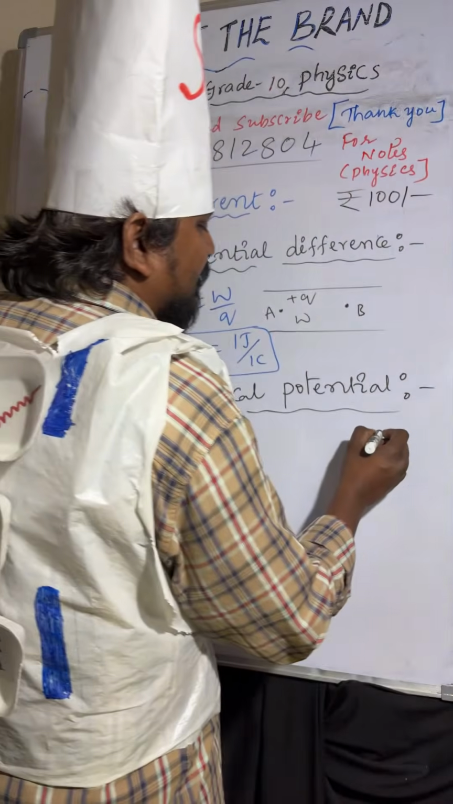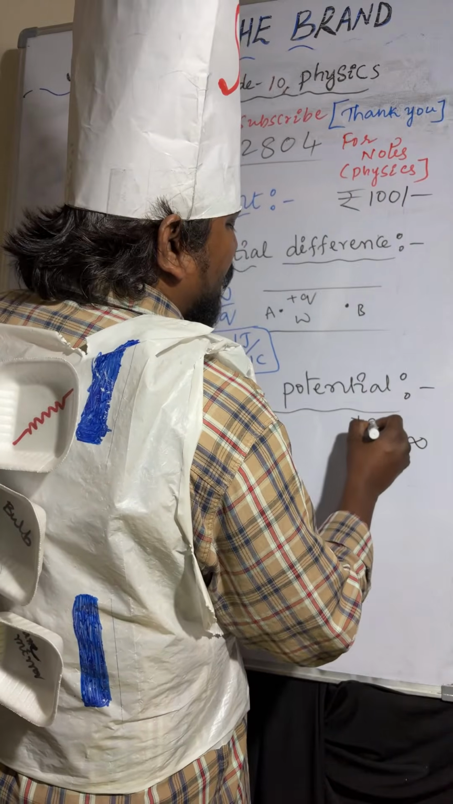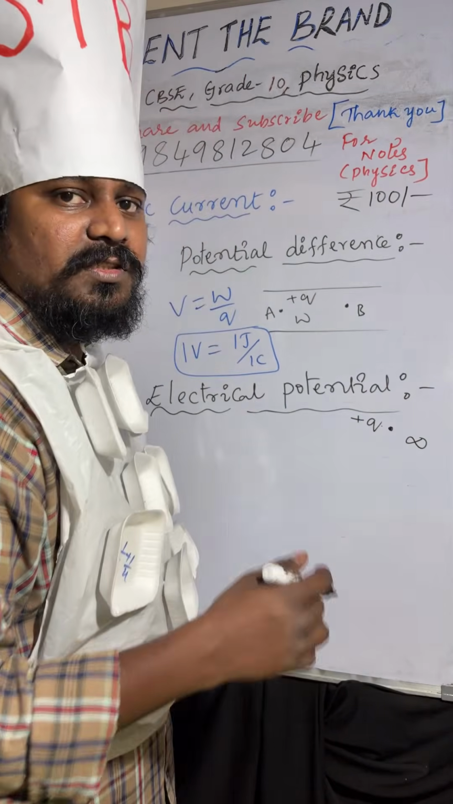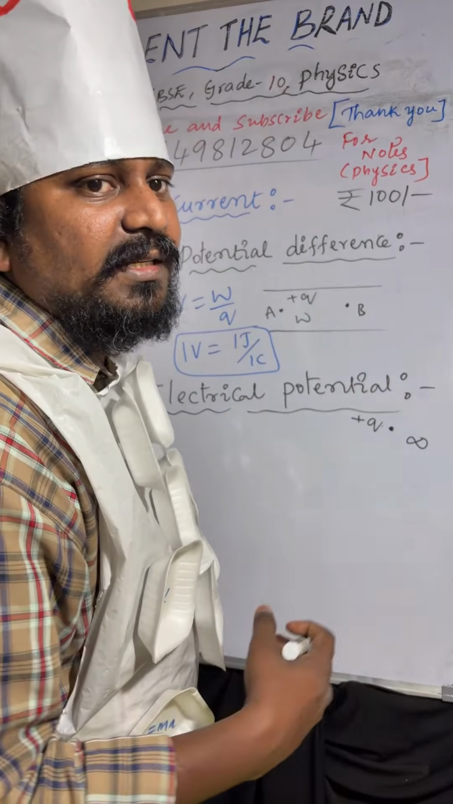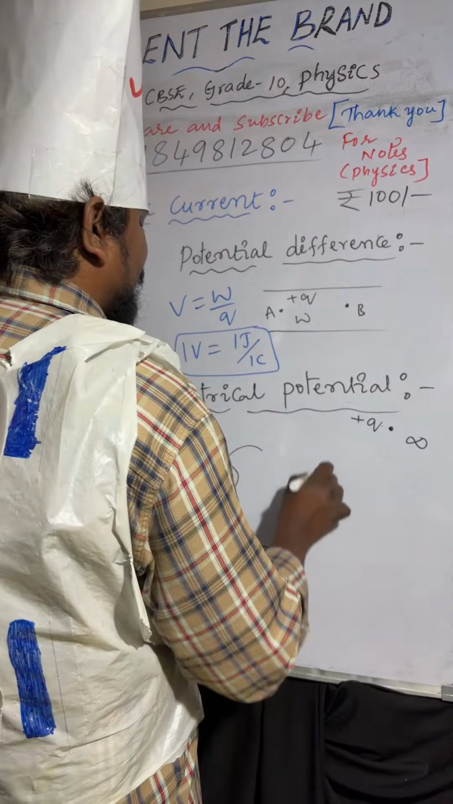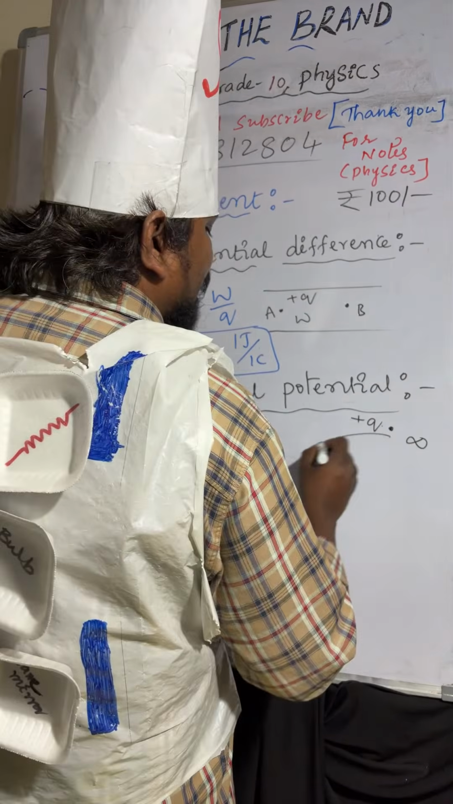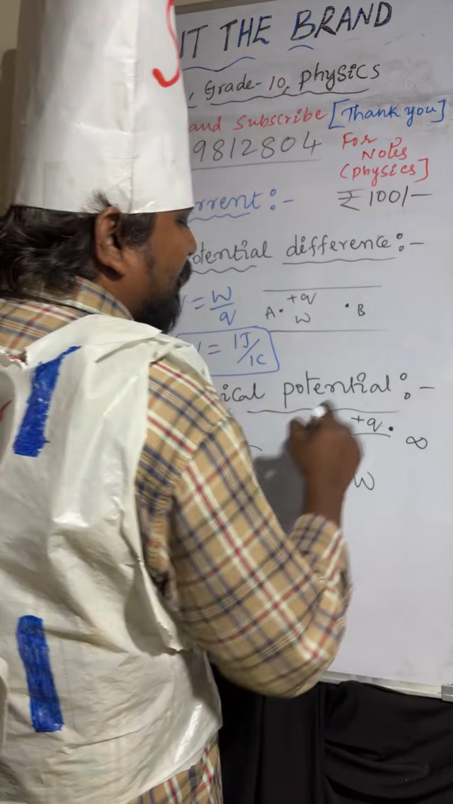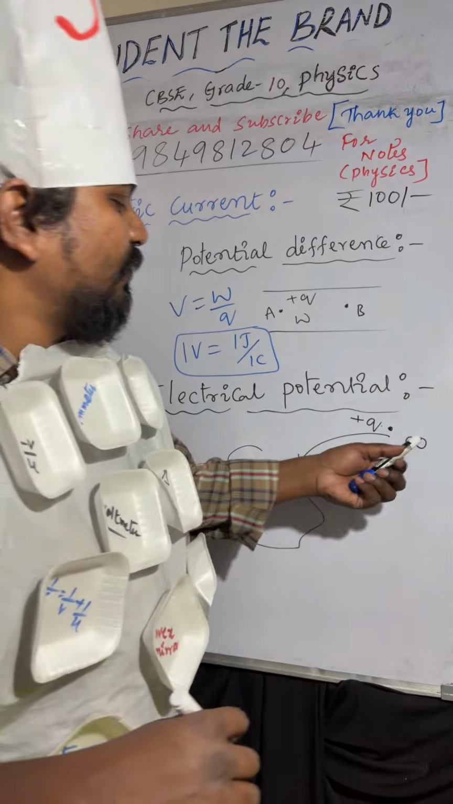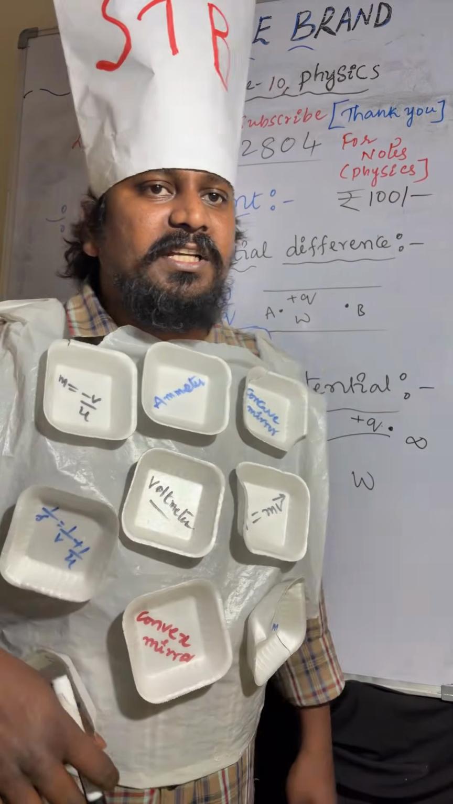So I am taking this point. This is infinity and I am taking the positive charge. We are doing some work to bring unit positive charge to this point, the required field. The work done to bring unit positive charge from infinity to the required field is called electrical potential.